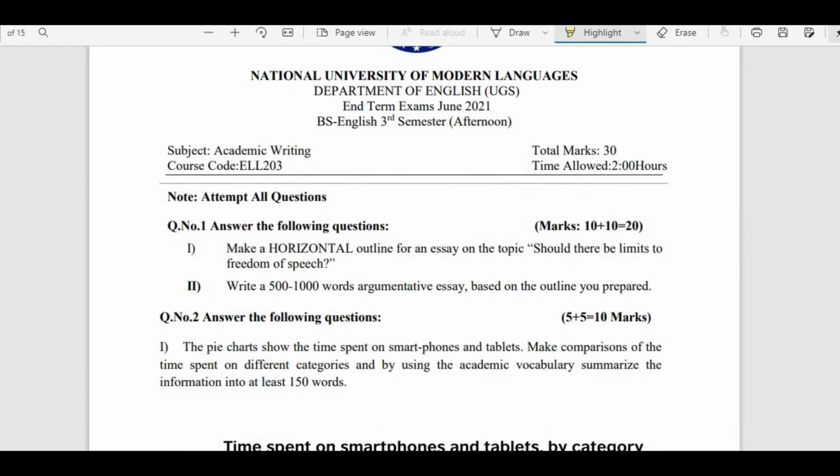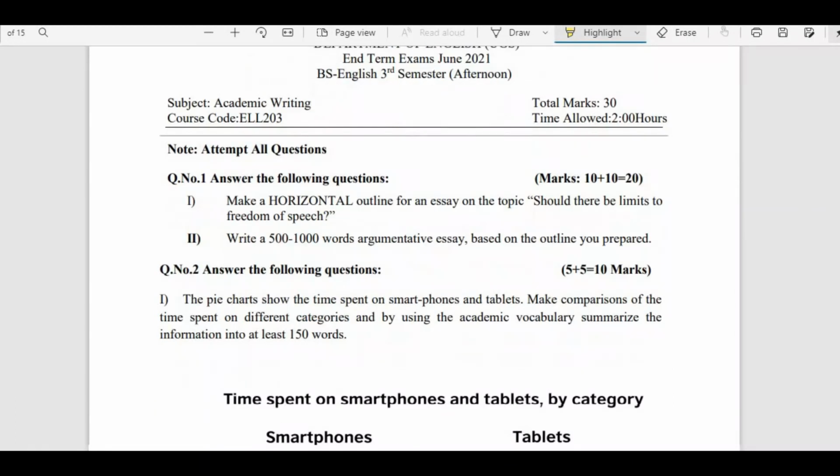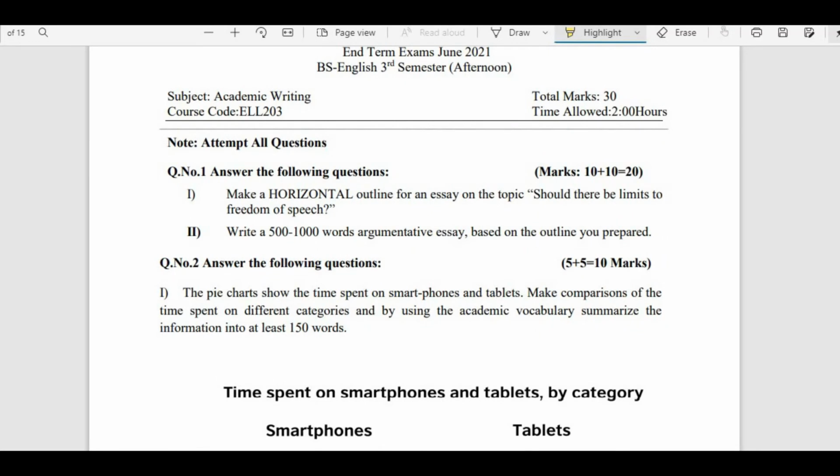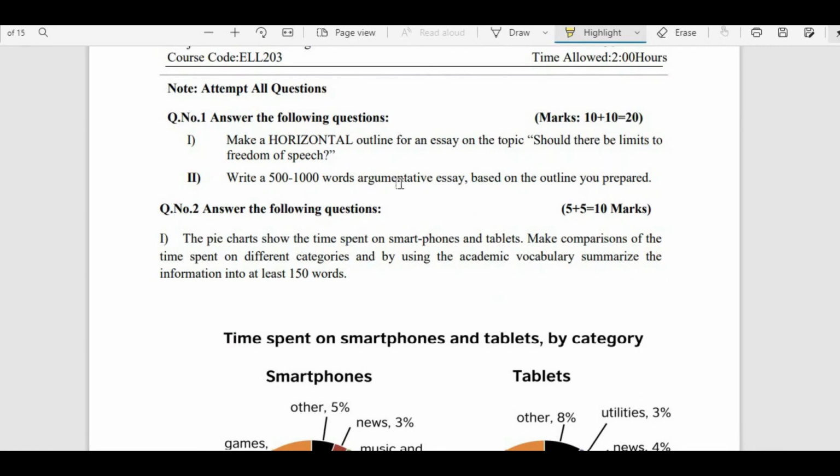And now we'll discuss the paper on academic writing. Question number 1, again this is about an outline of an essay. That is very important, an outline for an essay on the topic: there should be a limit to freedom of speech. Here you have to write an introduction, and you have to write a 500 to 1000 word argumentative essay based on the outline you prepare.